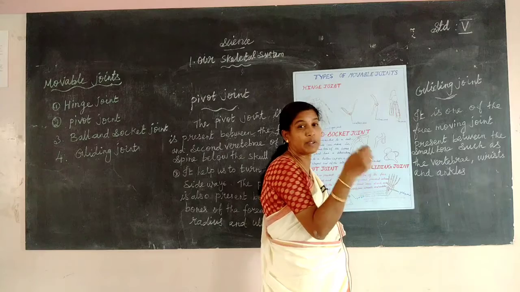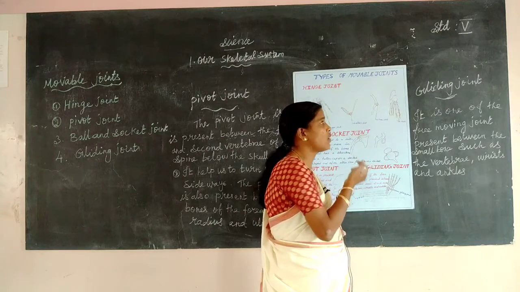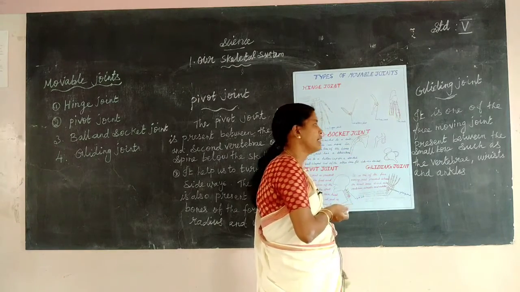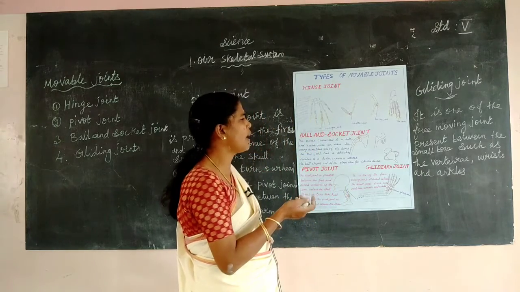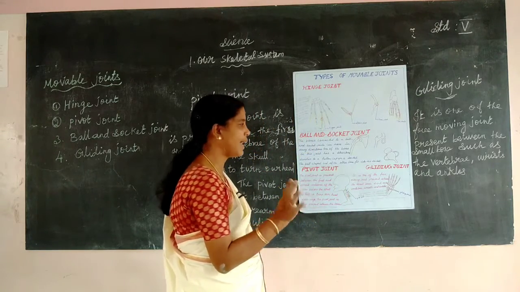To help us twist and turn, also for which joint? The gliding joint. Example for the gliding joint: the bones are vertebrae, wrist and ankles.